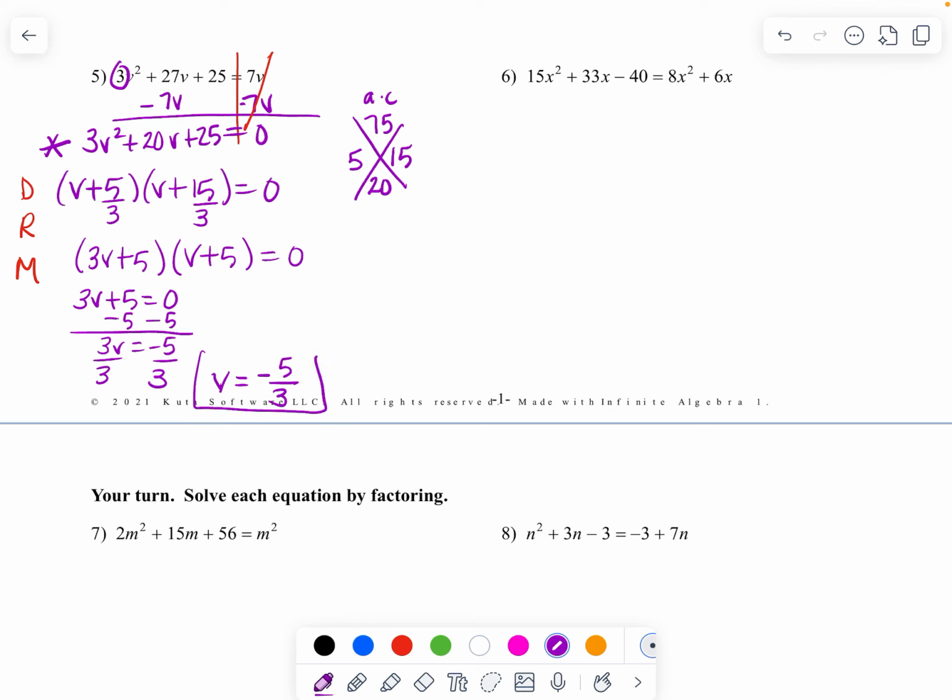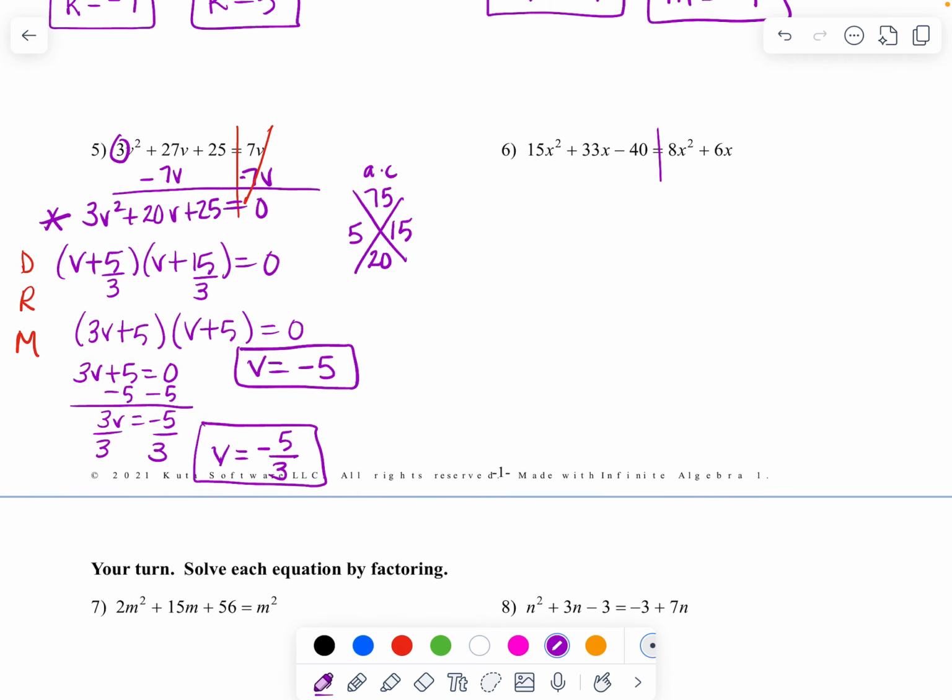So if there's something besides an invisible 1 in front of your variable, you need to take the time to solve it. Now the second set of parentheses, v plus 5, that one I can solve just by looking at it. My v would be negative 5. Negative 5 and positive 5 makes 0. So sometimes the parenthesis needs a little bit of work and sometimes it doesn't.